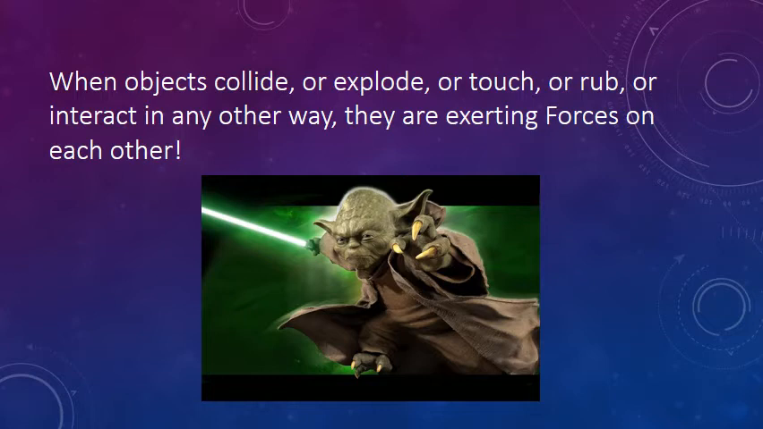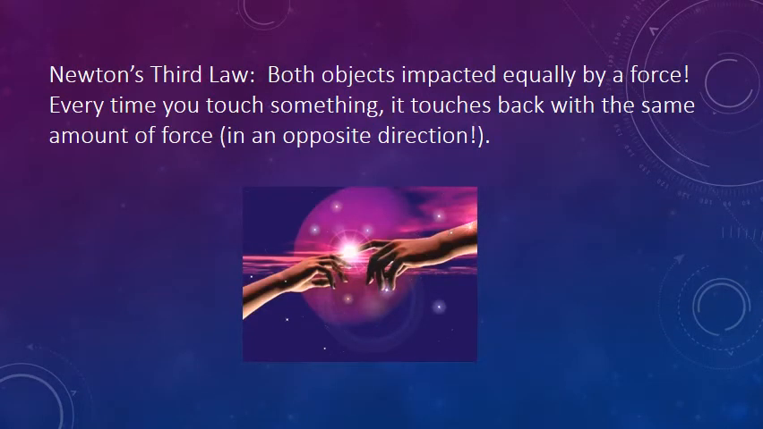So when a force is exerted, objects change momentum, as we discovered from our equation that we came up with before. Now the really interesting thing about this force is explained in Newton's third law, and it basically says that whenever two objects touch each other, both objects are impacted equally by that force. In other words, every time you touch something, it touches you back with the same amount of force.